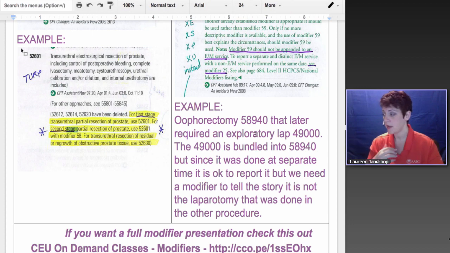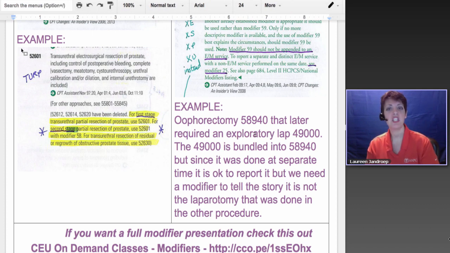Now, I actually had this happen to myself, and a couple of hours after the surgery, I had unusual bleeding or something going on, and they had to take me back and do an exploratory lap to see what was going on. So I actually had 2 laparotomies. So the laparotomy code is 49000, and in order to report that properly, a modifier 59 would be put on to say that it was done at a separate time. Okay, so that's a way to use modifier 59.